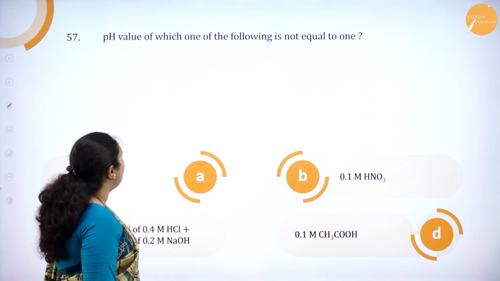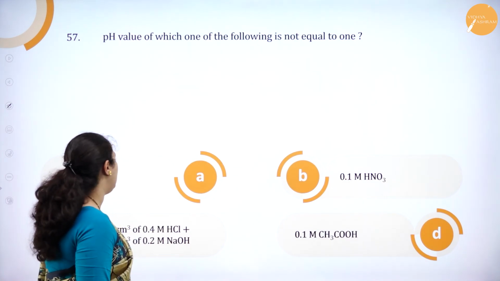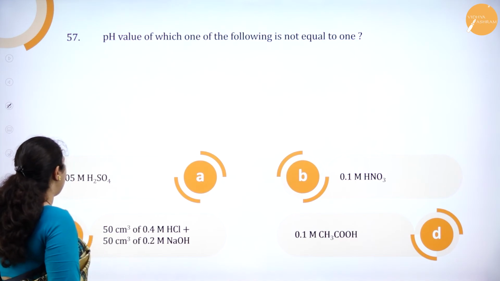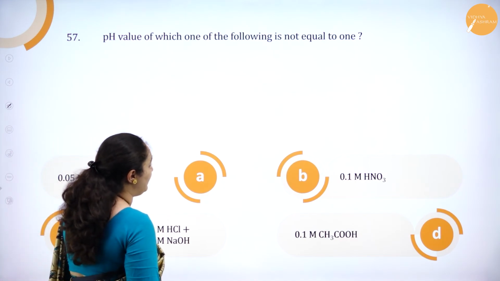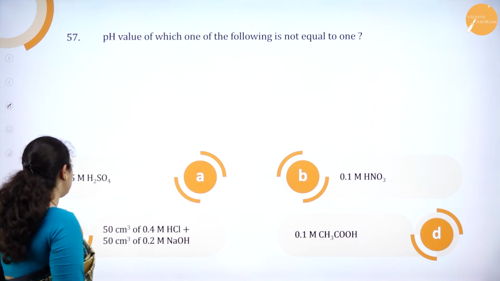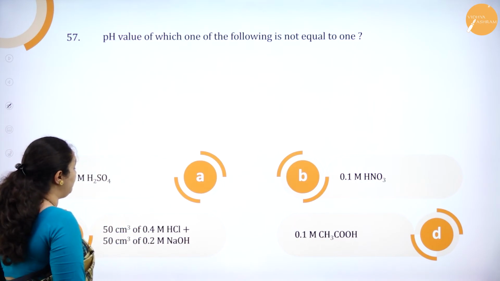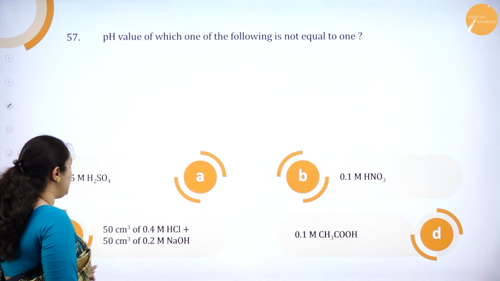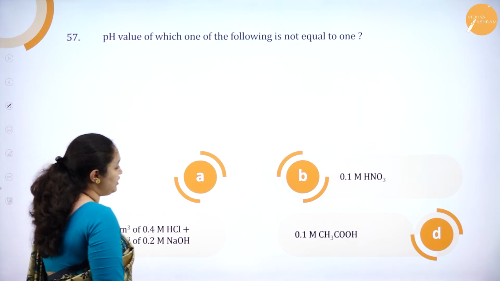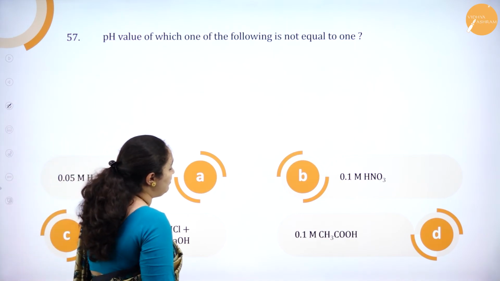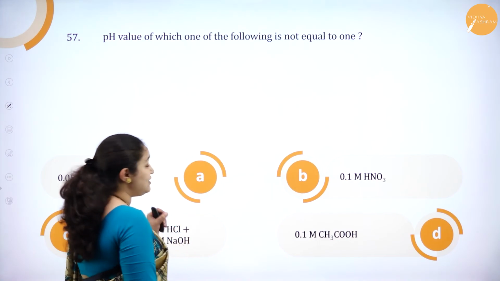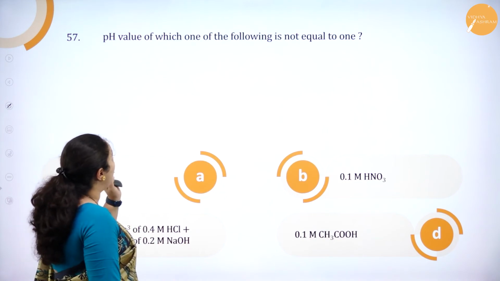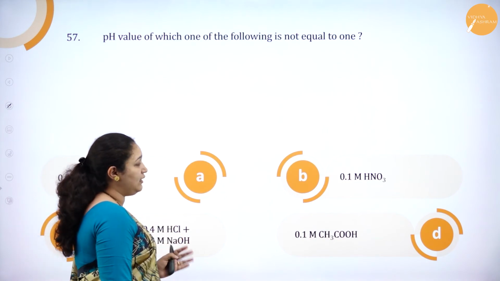The pH value of which one of the following is not equal to 1? Option A, 0.05 molar H2SO4, option B, 0.1 molar HNO3, or option C, 50 cm cube of 0.4 molar HCl plus 50 cm cube of 0.2 molar NaOH, and option D, 0.1 molar CH3COOH. So what is it they are asking? The pH value of which one of the following is not equal to 1?